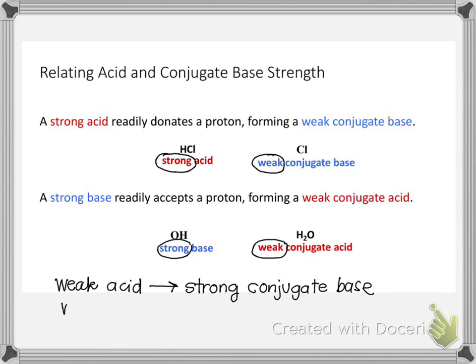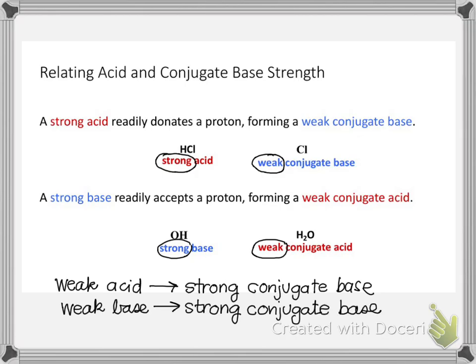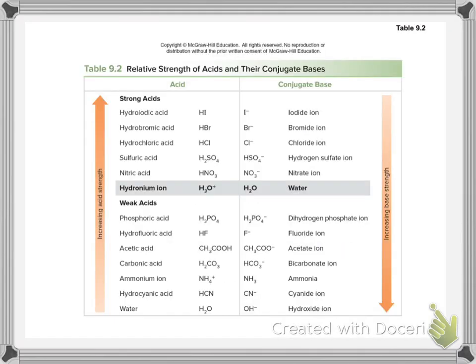And if we had a weak base, it would have a stronger conjugate acid. So the stronger the acid, the weaker the conjugate base is, and the same with the base. So it's like an inverse relationship. So as one gets stronger, the other one gets weaker. So here's the chart I mentioned previously.